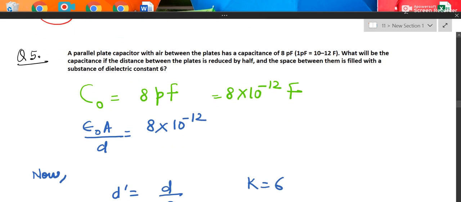Question number 5. A parallel plate capacitor with air between the plates has a capacitance of 8 picofarad. Pico's value is 10 to the power minus 12. What will be the capacitance if the distance between the plates is reduced by half and the space between them is filled with a substance of dielectric constant 6? First of all, note down the details. The capacitance with air is given as 8 picofarad, and I've written 8 into 10 to the power minus 12 farad.